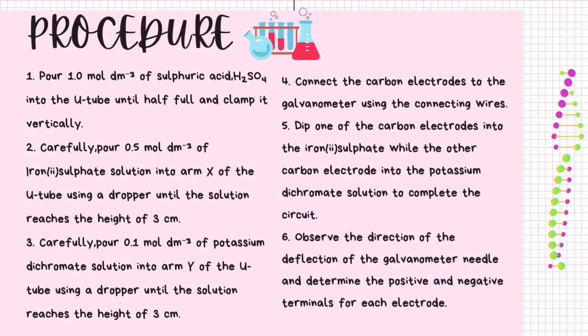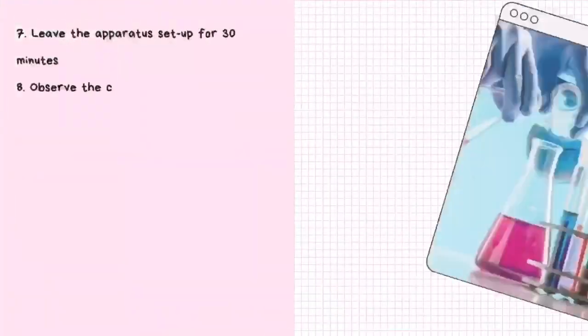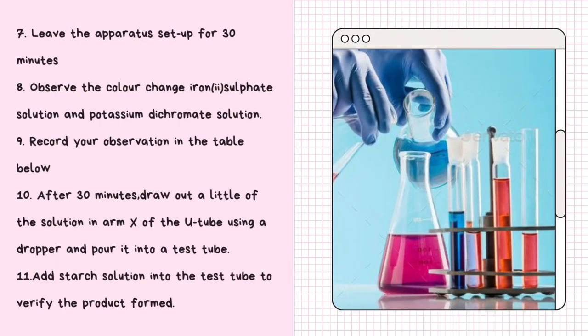Number 4, connect the carbon electrodes to the galvanometer using the connecting wires. Number 5, dip one of the carbon electrodes into the iron(II) sulfate while the other carbon electrode into potassium dichromate solution to complete the circuit. Number 6, observe the direction of the deflection of the galvanometer needle and determine the positive and negative terminals for each electrode. Number 7, leave the apparatus set up for 30 minutes. Number 8, observe the color change of iron(II) sulfate and potassium dichromate. Number 9, record your observation in the table below.